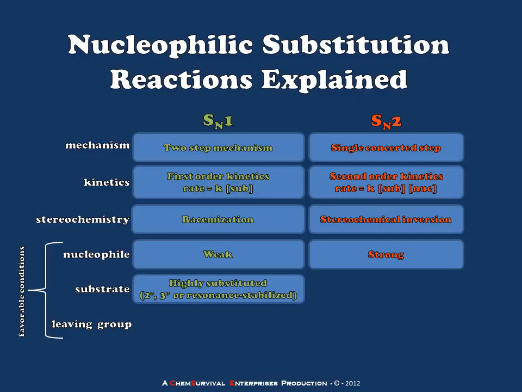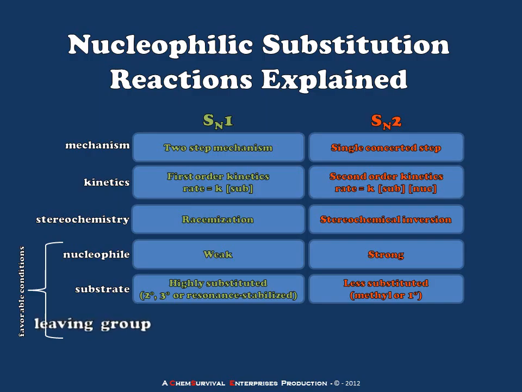The identity of the substrate will also influence the mechanism. Highly substituted substrates, such as secondary, tertiary, or resonance stabilized species in which the carbocation is highly stabilized, will influence them to run by the SN1. Whereas the SN2 will run much more efficiently when less substituted species are used, such as methyls or primary alkyl halides.